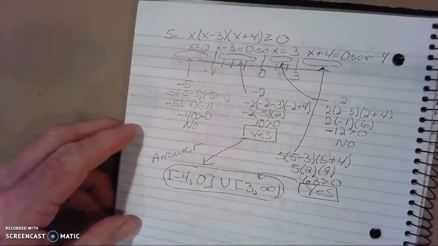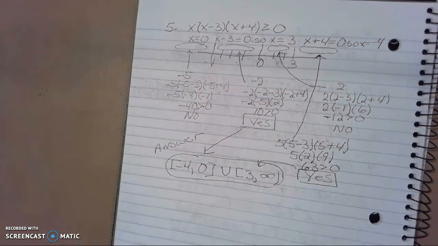Number 5 doesn't seem like a lot of people were understanding this. X times x minus 3 times x plus 4 greater than or equal to 0. You get 0, 3, and negative 4 by setting those factors equal to 0. Those are your important points.